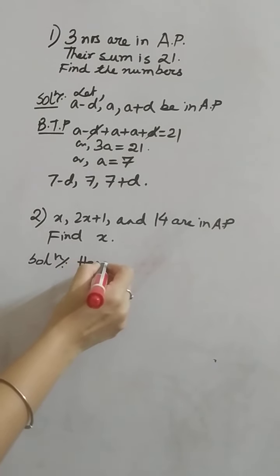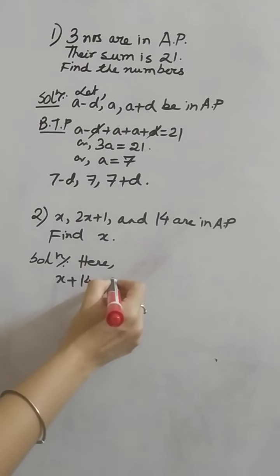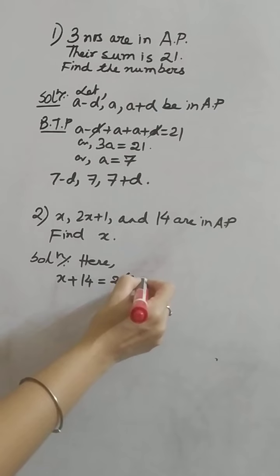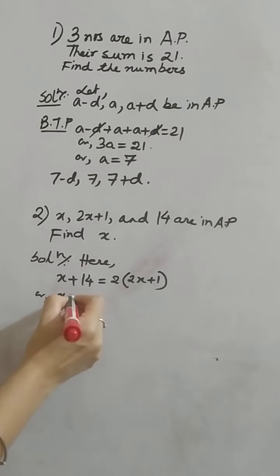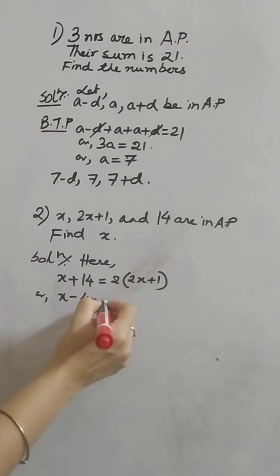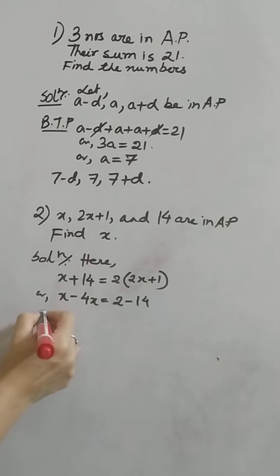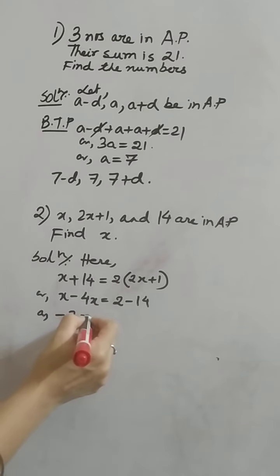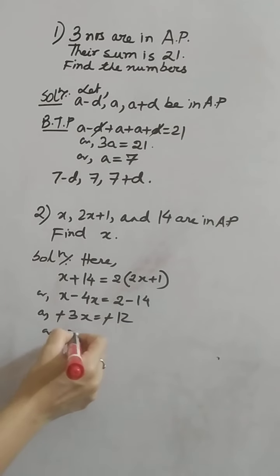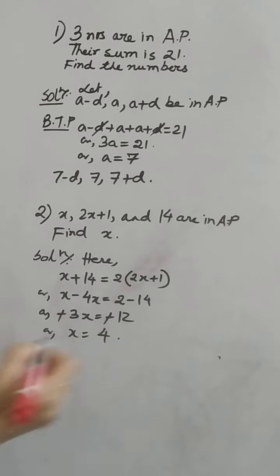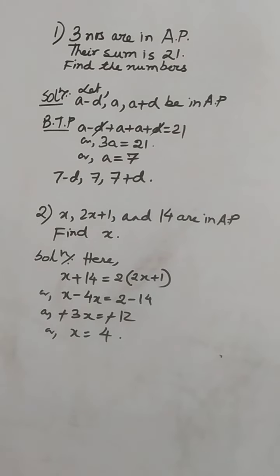here x plus 14 is equal to twice (2x plus 1), or x minus 4x is equal to 2 minus 14, or minus 3x is equal to minus 12, or x is equal to 4. This is the solution. Okay. Now let's move on to the third one.